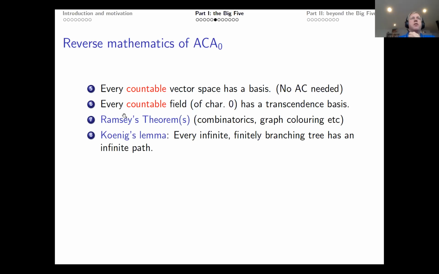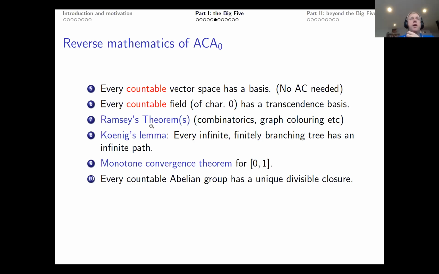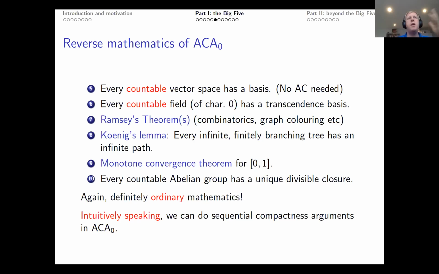Rich enough combinatorics too, Koenig's lemma and Ramsey's theorem, all fairly straightforward mathematics you will learn if you study mathematics at the university level. And algebra, analysis. Again, there's no particular field this is all restricted to. There are equivalences from many, many areas. Definitely ordinary math. And here we can essentially do sequential compactness.